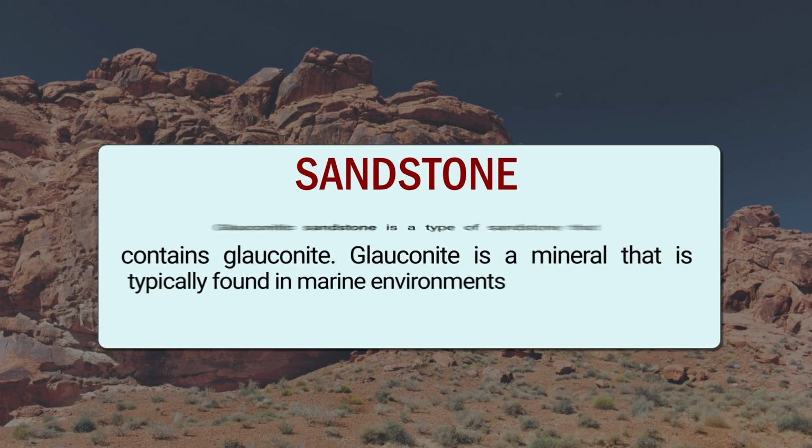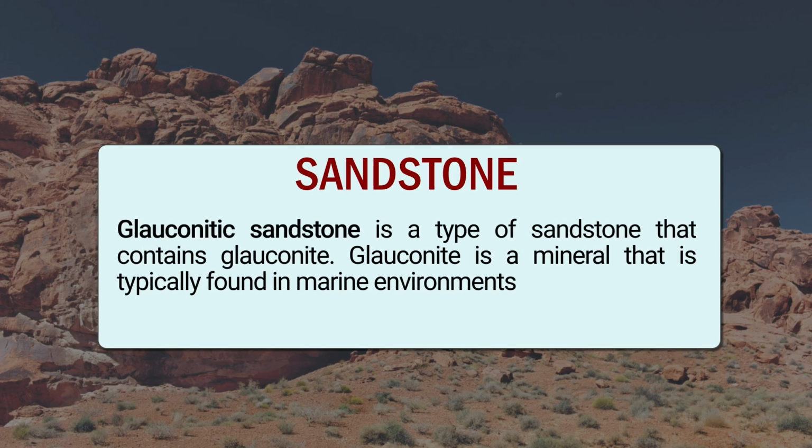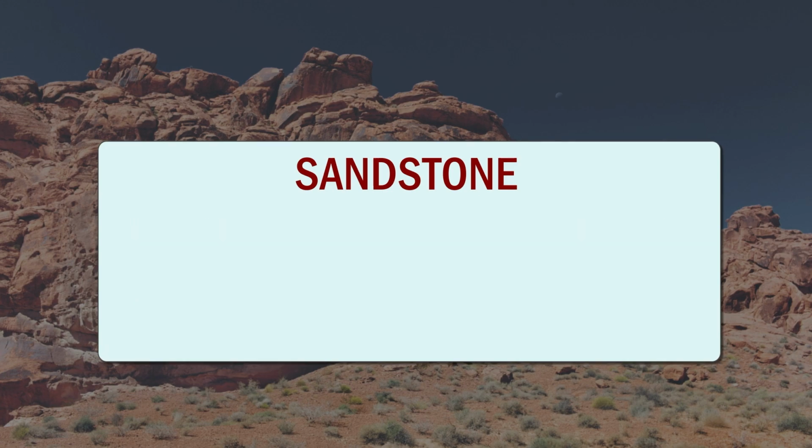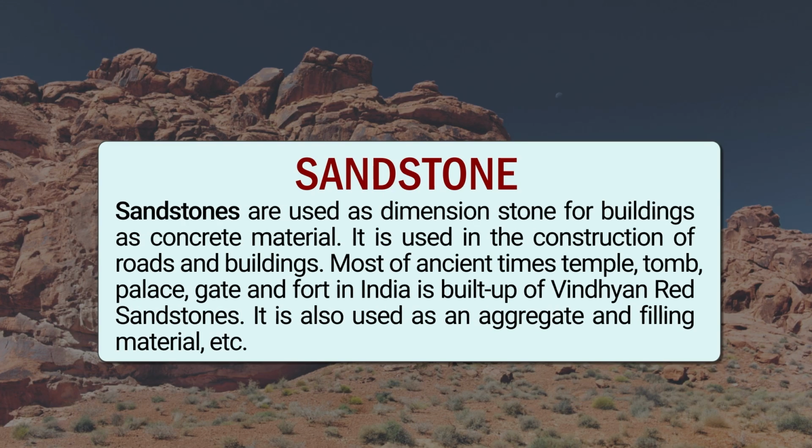And the other example is the glauconitic sandstone. This is also a type of sandstone that contains glauconite, a mineral that is typically found in marine environments. If we talk about the uses of sandstone, it is used as dimension stone for buildings and as concrete material. It is also used in the construction of roads and buildings.